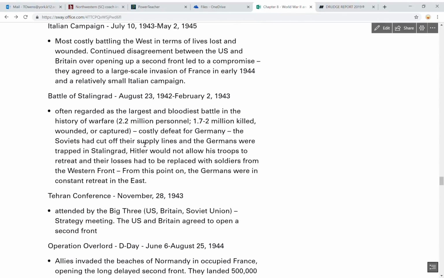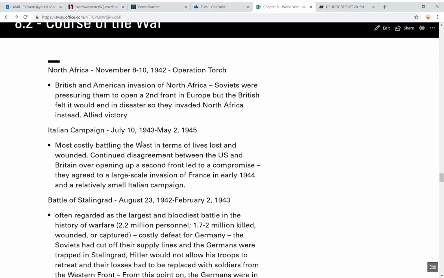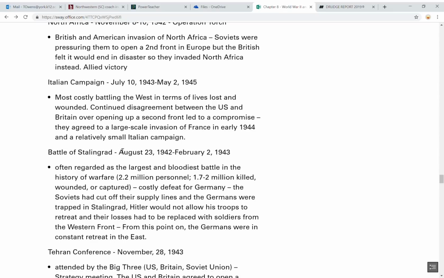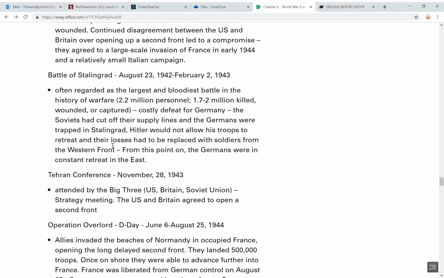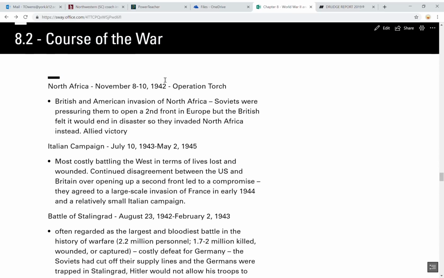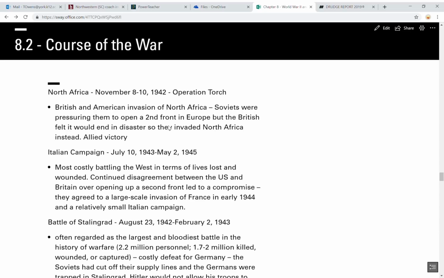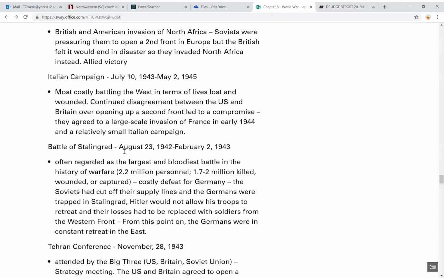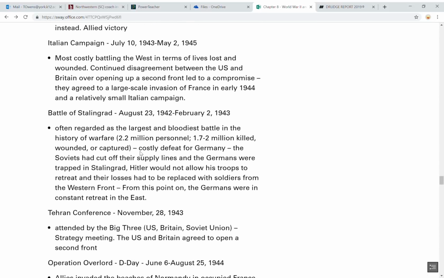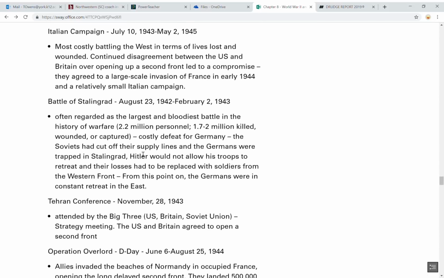Okay. All right. So the Italian campaign is going to be an Allied victory, again, as was North Africa. In the East, the biggest battle, and it's a turning point, is the Battle of Stalingrad. And again, look at the time period. This is not a short battle. If we look up here at North Africa, it was a matter of days.